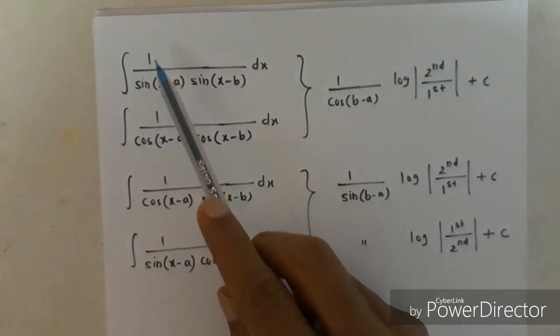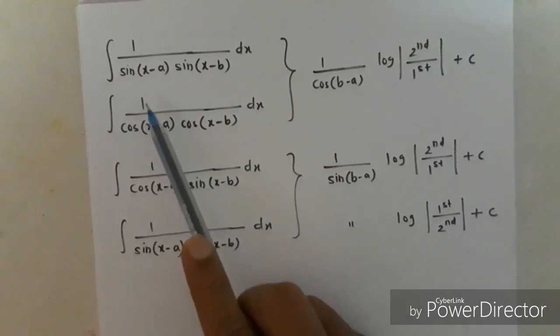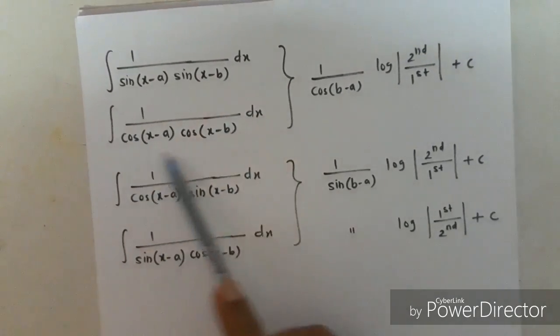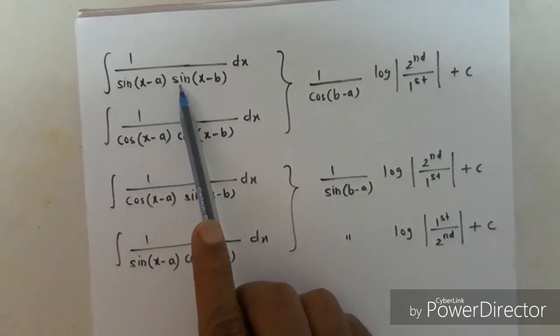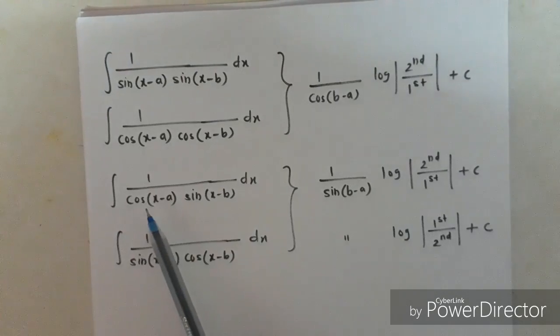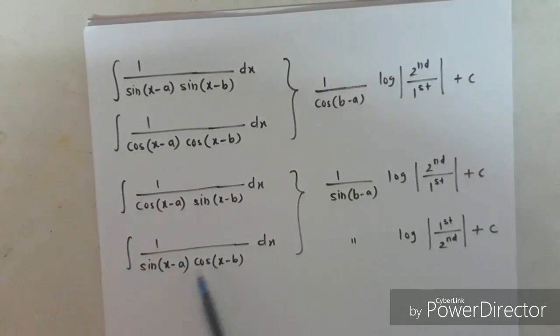There are four types of questions: one by (sin x minus a) into (sin x minus b), one by (cos x minus a) into (cos x minus b). The first two have similar terms in the denominator, that is sin and sin here, cos and cos here. And the next two have dissimilar terms, that is sin and cos.